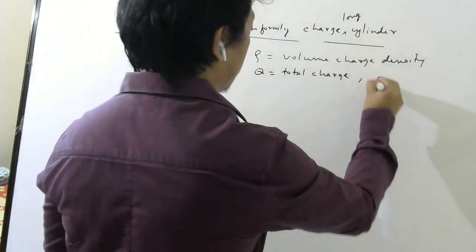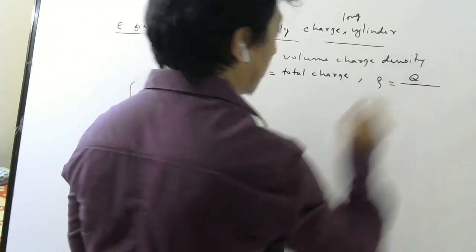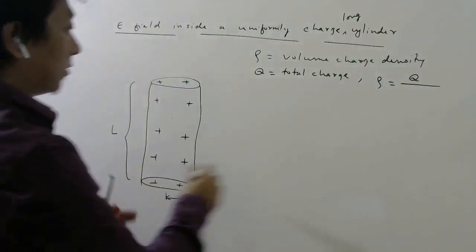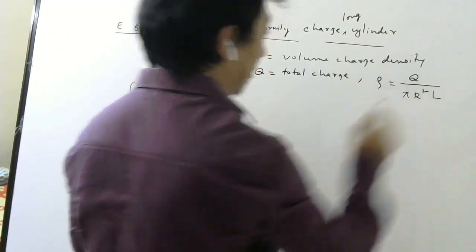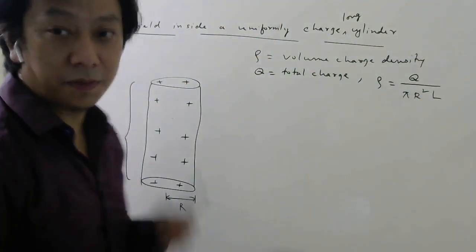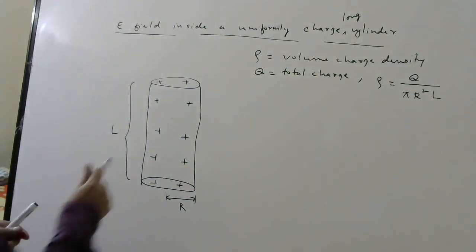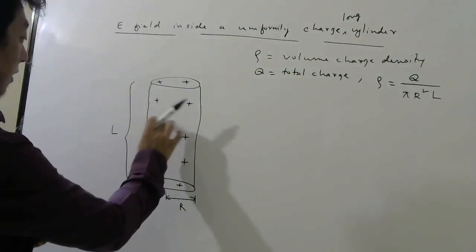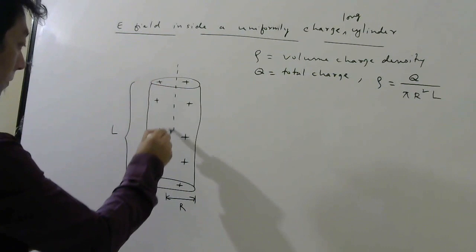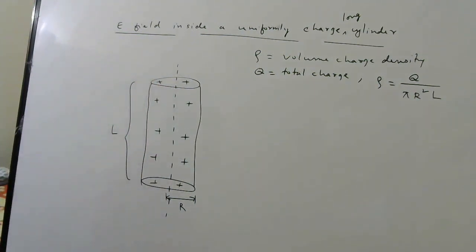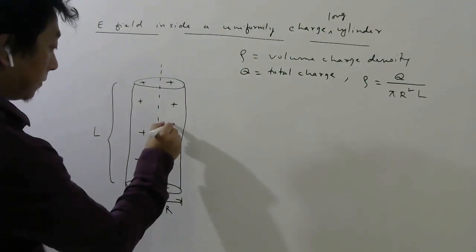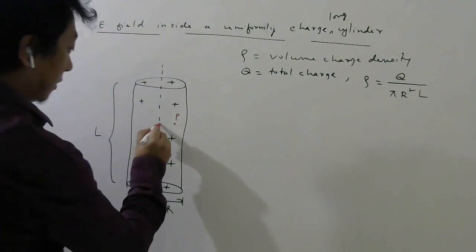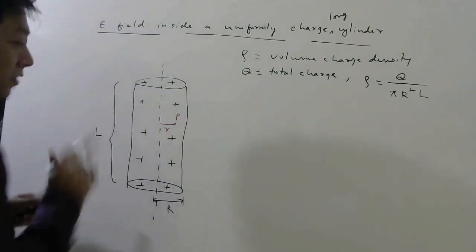So if Q represents total charge, you can write rho this time how? Total charge divided by total volume. Total volume of cylinder, how do you write? Pi R square, height is L. So this is the volume of cylinder. Okay, so now I want the field at a point inside. So let us say this is the axis of the cylinder, and I want electric field at some point here, which is at a distance small r inside, not outside.